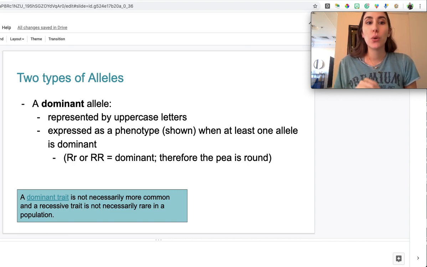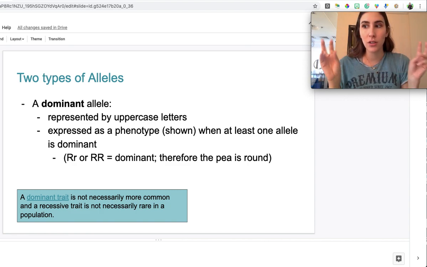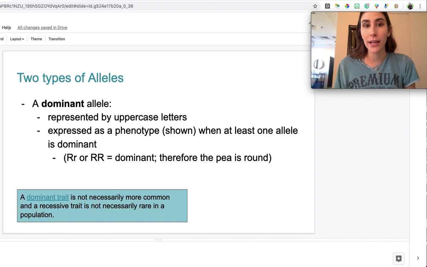All right? So if I was to represent this dominant gene that determines brown eyes with a letter, let's say I choose R. If it is a dominant allele, I represent it with a capital letter. So all dominant alleles, all dominant genes, are represented by a capital letter.